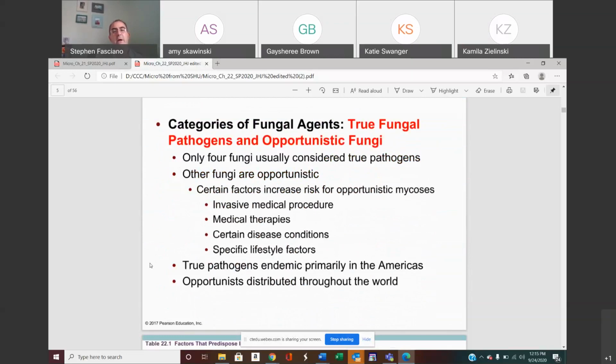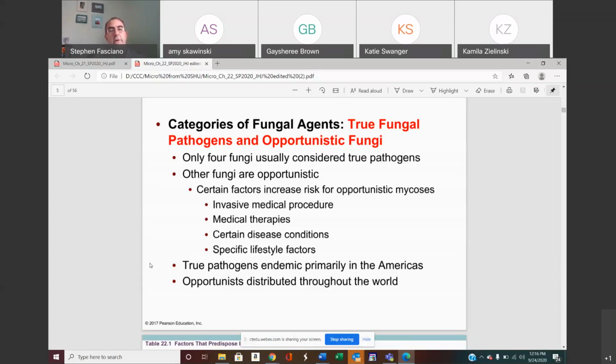As far as how it's categorized, there are true fungal pathogens and opportunistic fungi. True pathogens are going to seek out a host to live out their life cycle. Opportunistic fungi are fungi that will only infect people whose immune systems are compromised, right? They're opportunists. They wait for an opportunity to be available. So most of us would be able to fight off those opportunistic fungi, but if you have a condition where your immune system is weakened, then you might get one of these opportunistic infections.